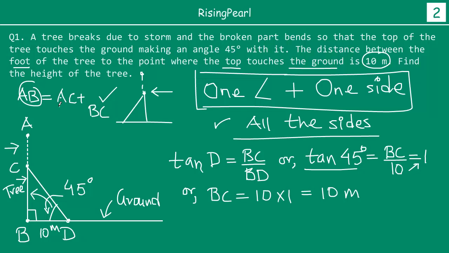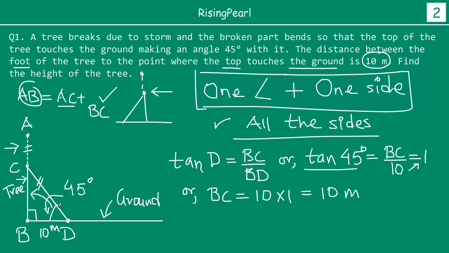What about AC? Now AC, as we can see, is really hanging by itself, not part of the right triangle. But we know that it is the top part of the tree which is broken and has fallen to the ground. That means that this length is actually equal to this length, because it is this part of the tree which has fallen to the ground. So if we somehow can find out CD, then we can find out basically AC.